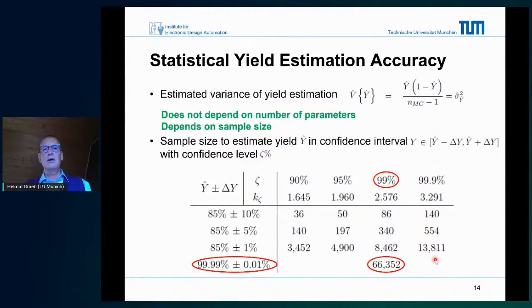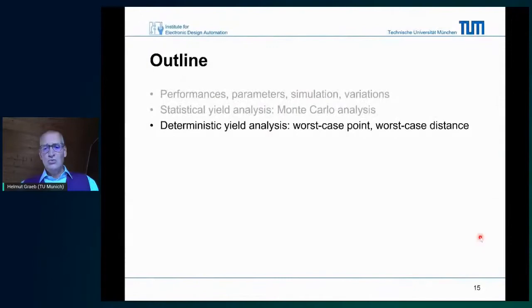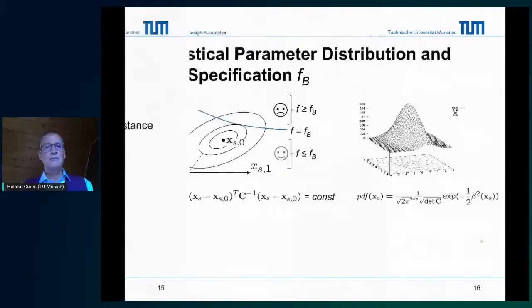So here's the problem with Monte Carlo analysis. Your accuracy depends on the sample size, and for high sigma designs, for robust circuits, which we usually look at to verify, we need many, many sample elements. And now we talk about an alternative, which has advantages and disadvantages. The deterministic approach goes over a so-called worst case point, and we will define that and the related worst case distance.